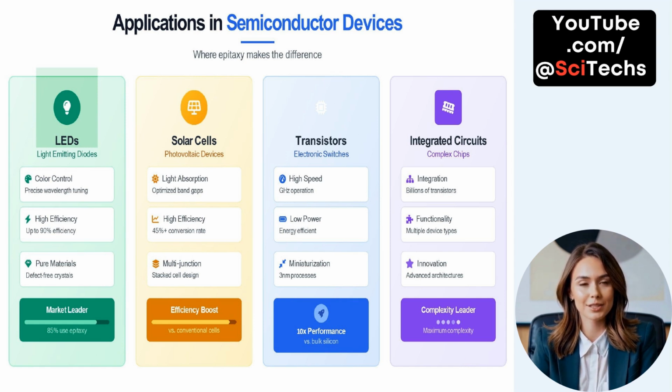Lastly, integrated circuits benefit through epitaxy's support for massive integration, diverse functionality, and the development of innovative architectures. These advancements collectively drive higher performance, energy efficiency, and complexity in modern electronics.